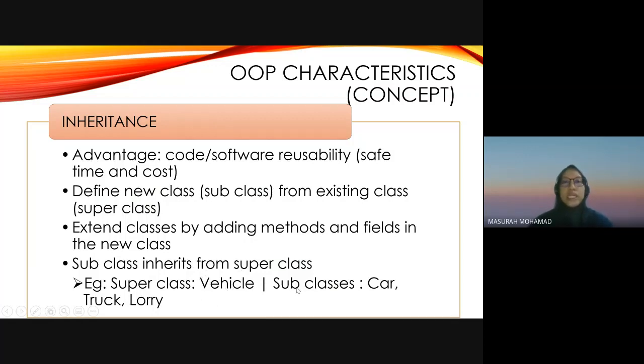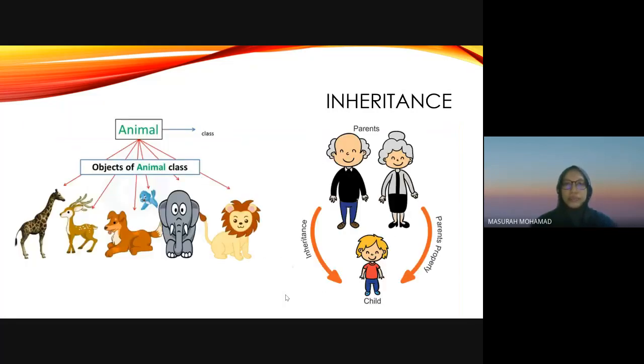And then you want to create a new class named car, truck, or lorry, you can simply import whatsoever attributes and also the behavior from the vehicle into your new class. So that one we call inheritance. So this is an example, okay, from the left. We can look at the concept of inheritance.